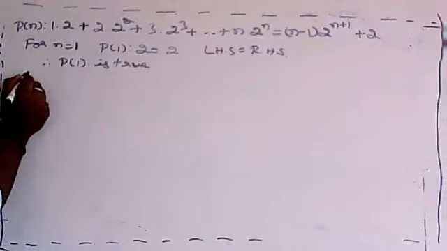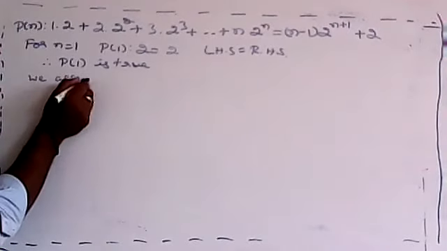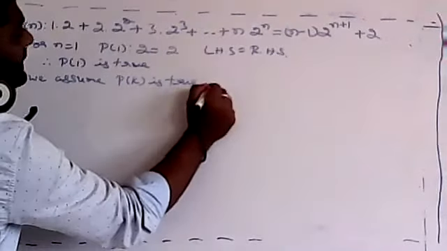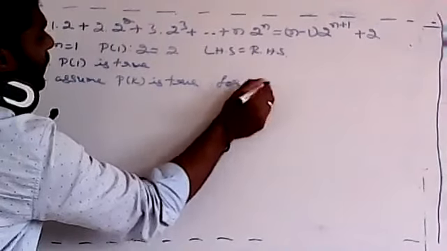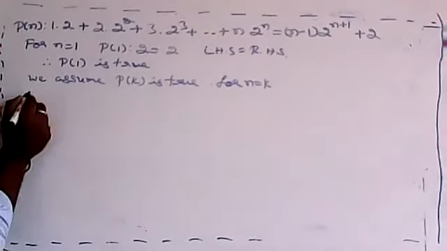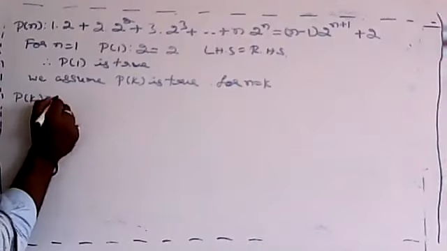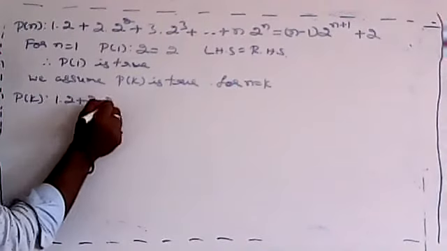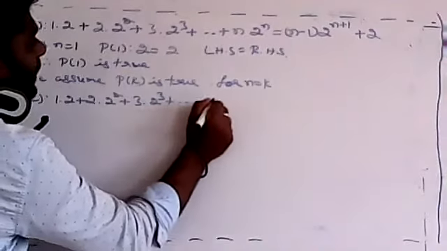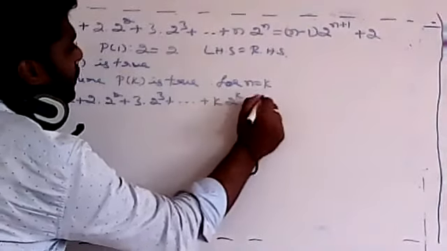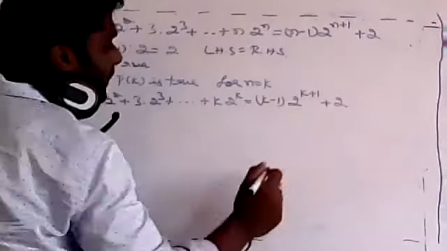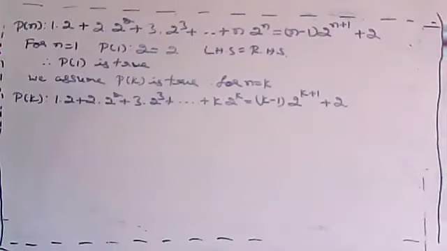Correct? In the same way, we assume that P of k is true for n is equal to k. So we get P of k: 1 into 2 plus 2 into 2 square plus 3 into 2 cube plus so on up to k into 2 to the power of k, which is equal to k minus 1 into 2 to the power of k plus 1 plus 2. Correct? So now we have to prove that what?